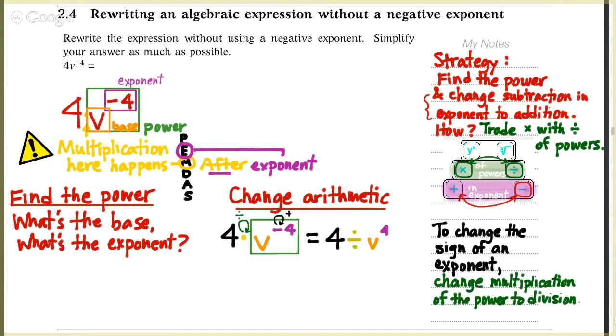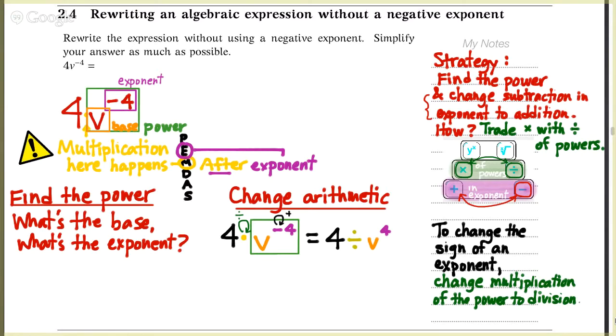So what's that going to look like? Well, the exponent now is going to be positive 4 instead of negative 4, which is what we wanted in the first place. But the operation in front of the power is no longer multiplication. It's not 4 times v to the power 4. Now it's division, 4 divided by v to the power 4.